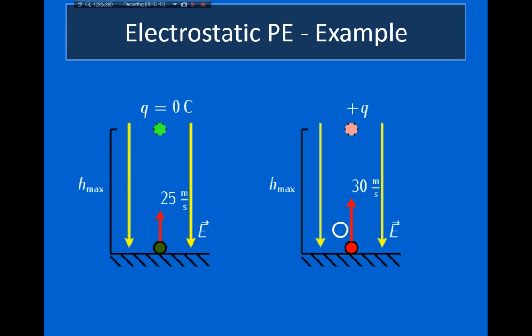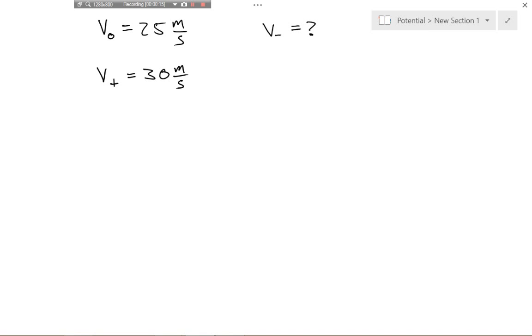And if we're given a positively charged particle, the particle has to be given an initial speed of 30 meters per second in order to reach the same final height. So let me go ahead and open up a blank screen. I've written down some of the information that was given to us in this problem, and I'm using a notation that I think is very useful for working through this problem.